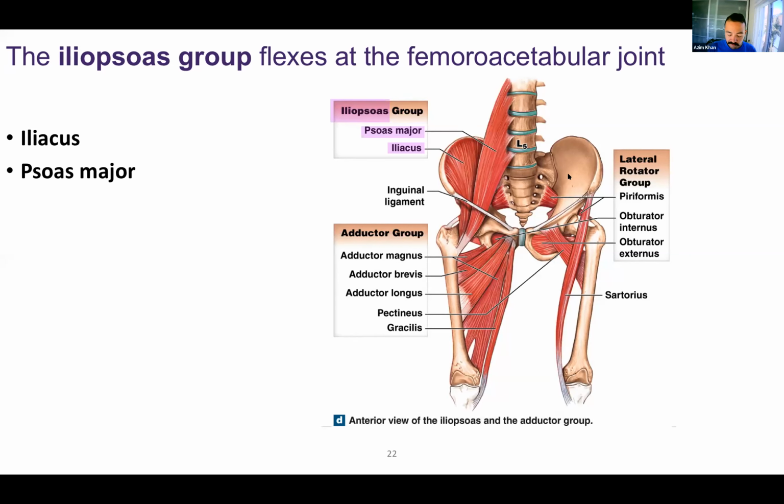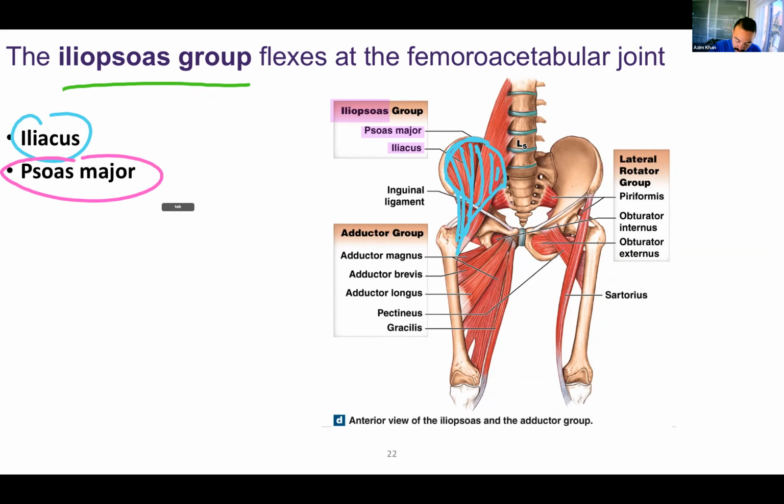We've mentioned these muscles before because they help flex the lumbar Z joints. But when you flex the lumbar Z joints, you're going to bring the hip with you, the femoroacetabular joint. The iliopsoas group, which includes the iliacus sitting in the iliac fossa. The iliacus and the psoas major.